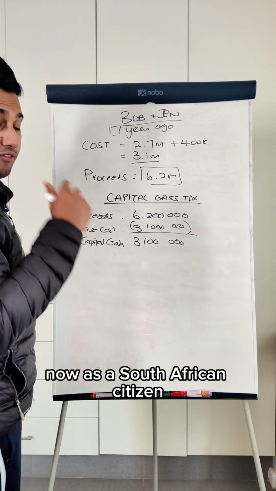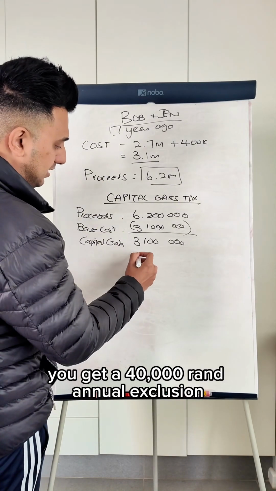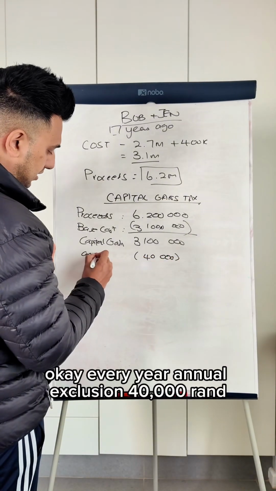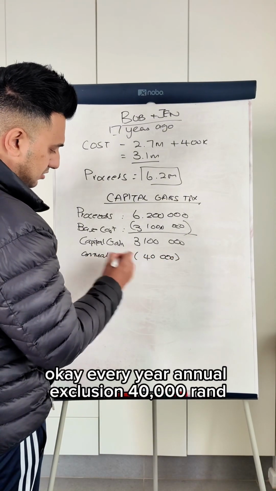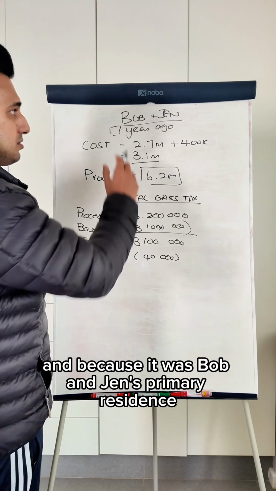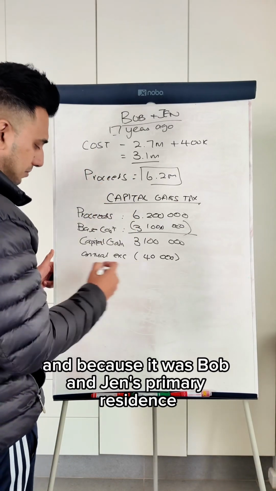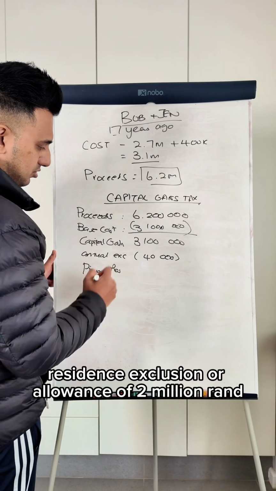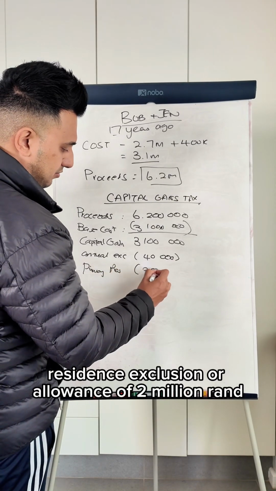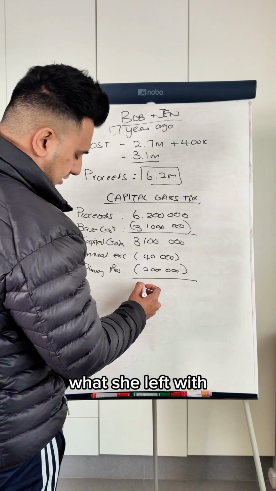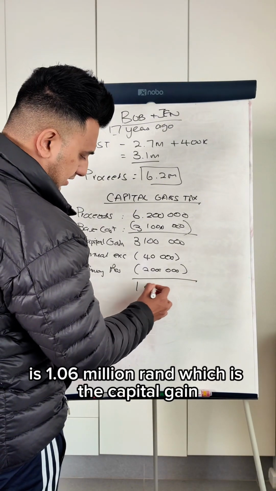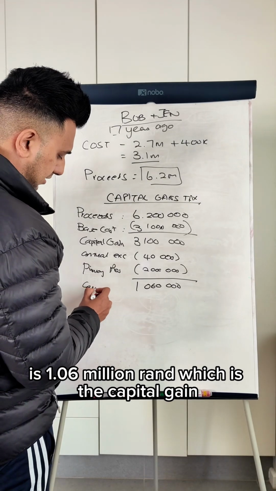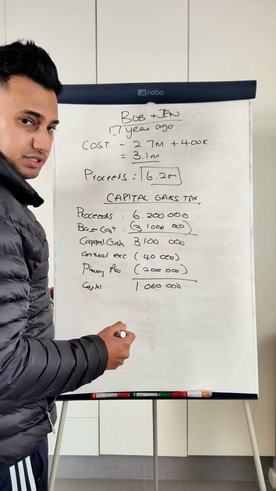Now, as a South African citizen, you get a 40,000 rand annual exclusion, every year. And because it was Bob and Jen's primary residence, you get a primary residence exclusion or allowance of 2 million rand. What you're left with is 1,060,000 rand, which is the capital gain after taking into account all the exclusions.